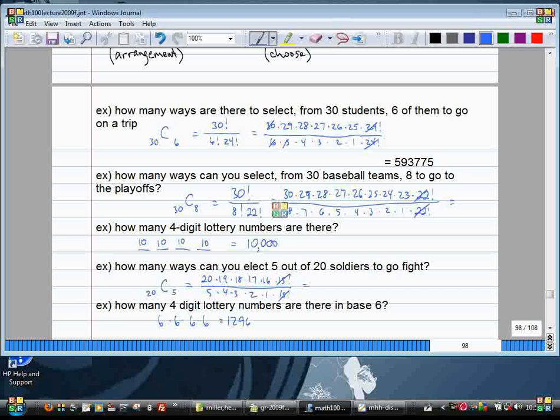So now, how many events are there? There's 4 events. How many possibilities for the first event? It can be one of the digits. So how many possibilities are there? 6. And then for the next one? 6. Okay. So yes? Okay.